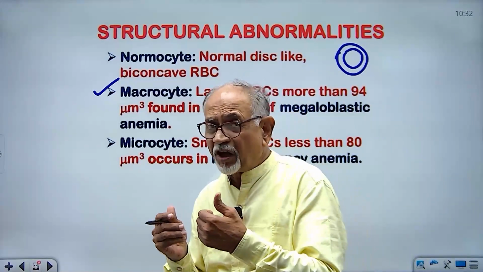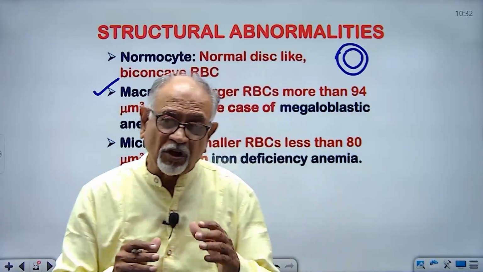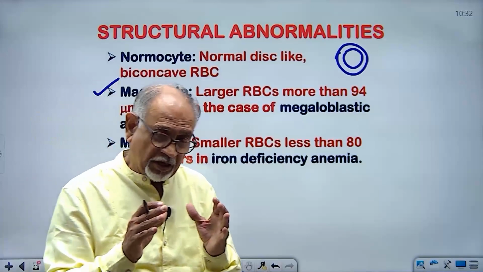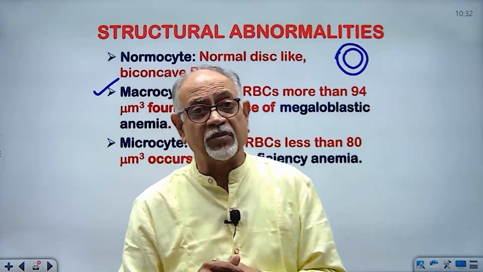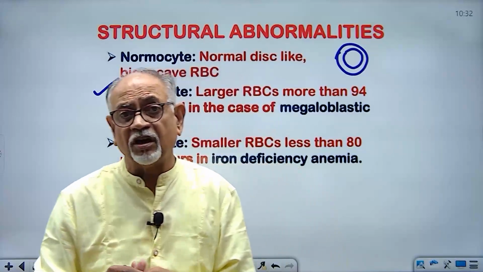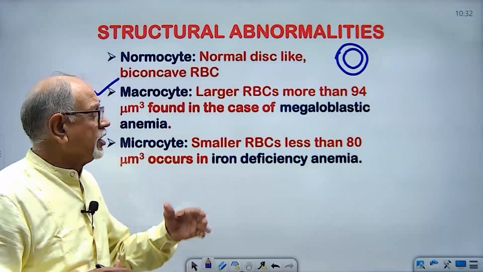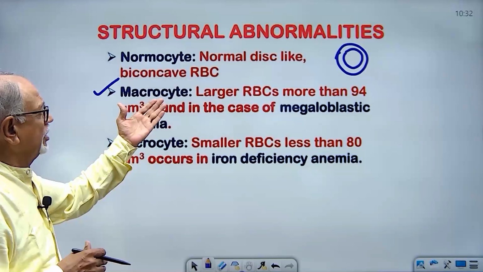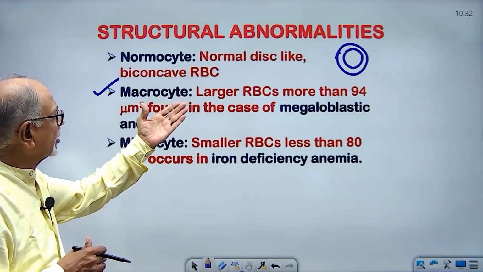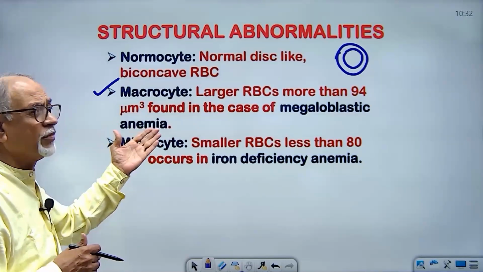So when they pass through the spleen, because of their larger size and the fragile cell membrane, they are destroyed. And such anemia caused by the larger RBCs is called either macrocytic anemia or megaloblastic anemia.